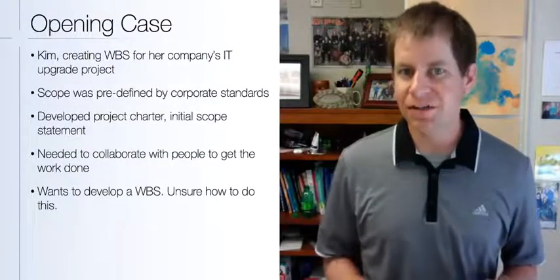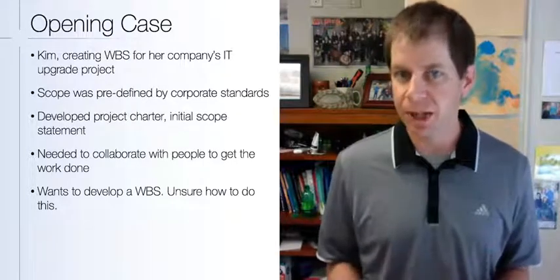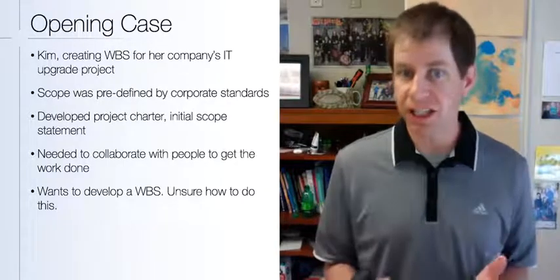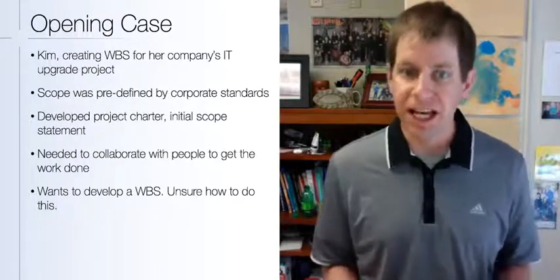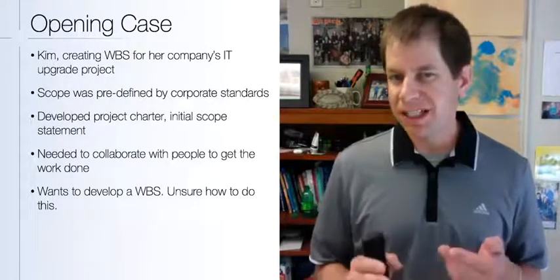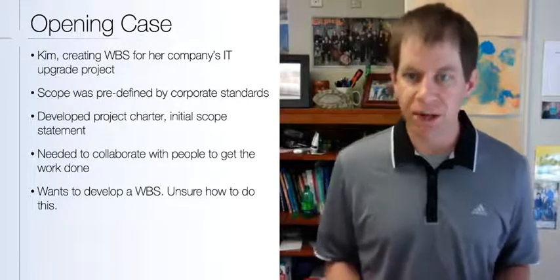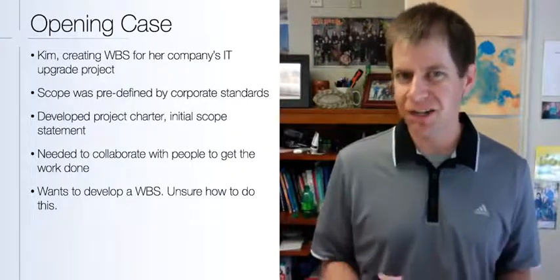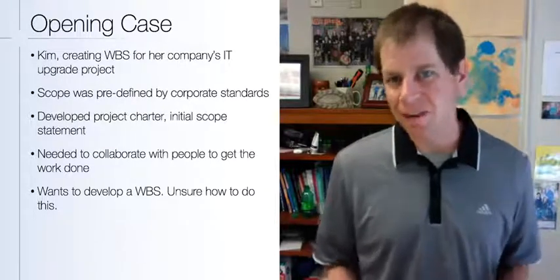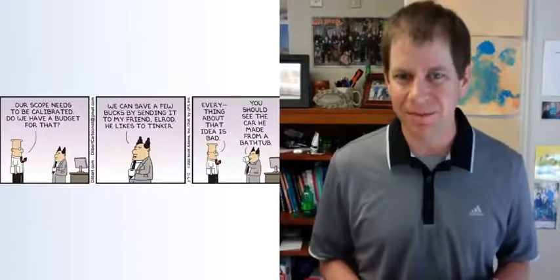The opening case involves someone named Kim, and she is in charge of her company's IT upgrade project. She wants to create a work breakdown structure. Now, in this case, the scope of the project was predefined by corporate standards, and there was a charter developed, there was an initial scope statement, but Kim needed to collaborate with other people to get the work done, and to do that, she wanted to develop a work breakdown structure, but she wasn't really sure how to do this. This isn't the best opening case ever. We've had better ones, but it's not bad. So it is what it is, and we'll go with it because it's what we got for this particular chapter.